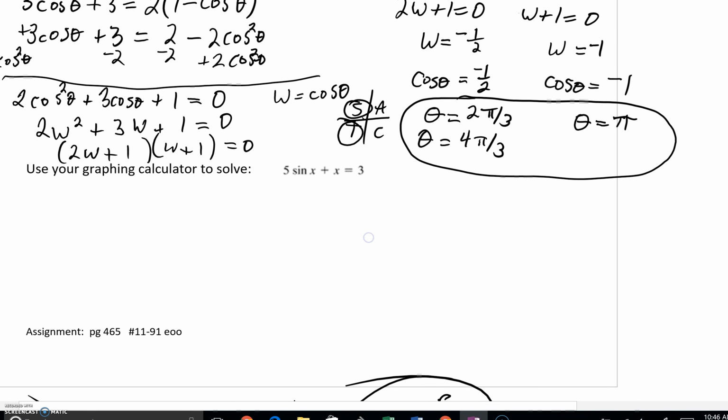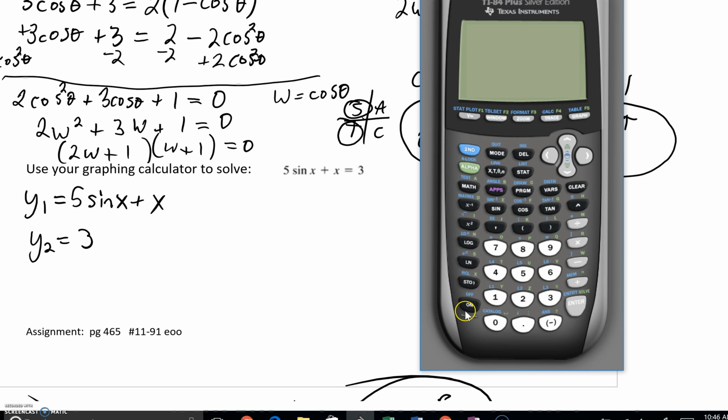The last problem is actually just a very similar calculator problem. Make your left side equal y1, so we'll have 5 sine x plus x. Let's have our right side, y2, be a 3. And we're going to make sure we're on radian mode, as we were from earlier. It just takes a moment to get this typed in.